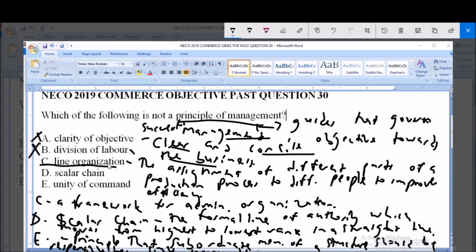Now let's look at the other options to see how they relate to principle of management and why they are not the answer. D, which is scalar chain. Yes, employees should be aware of where they stand in the organization's hierarchy or chain of command. So it is a principle of management and it's not the answer. And then lastly, unity of command. The employees should have only one direct supervisor. So it's a principle of management and it's not the answer. As we've seen here, the correct answer is C, line organization is not a principle of management.